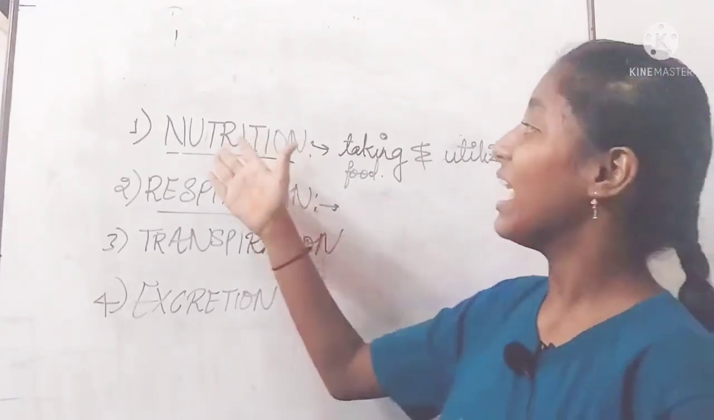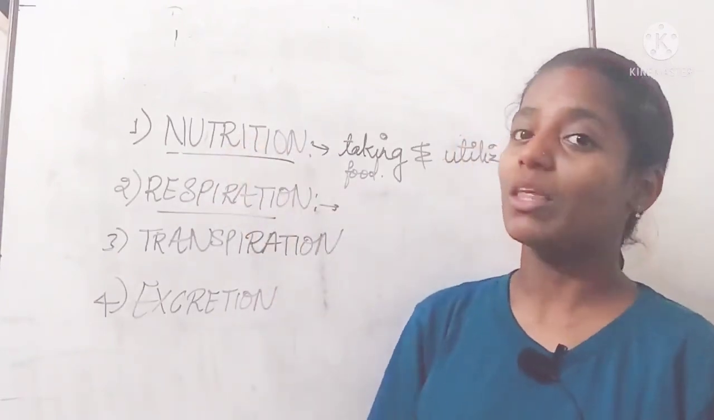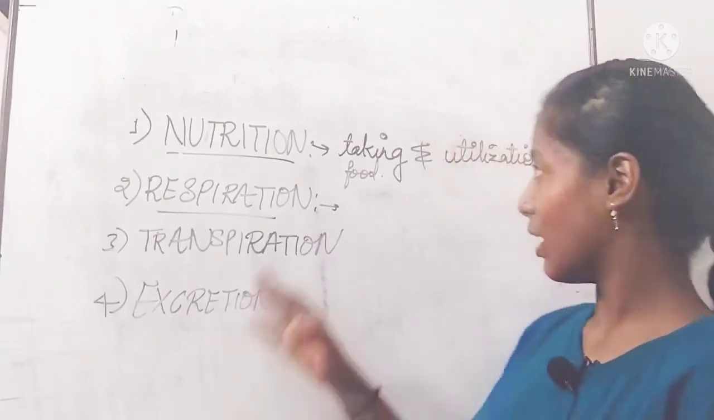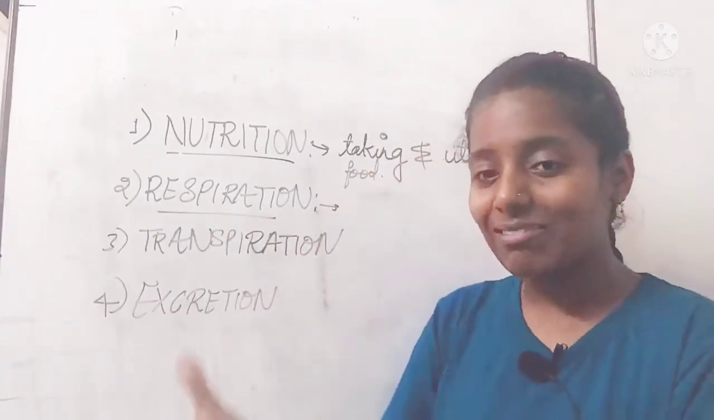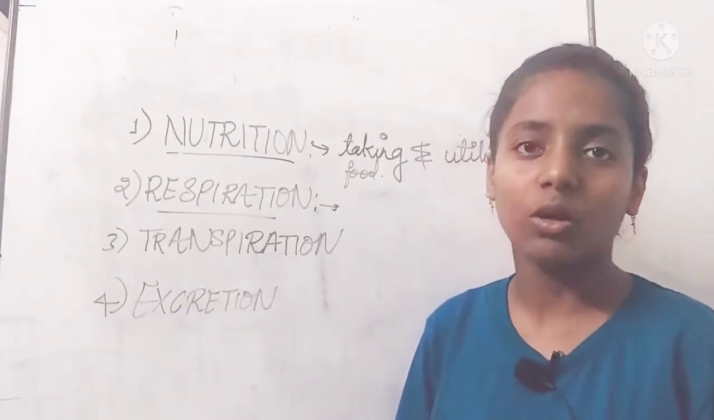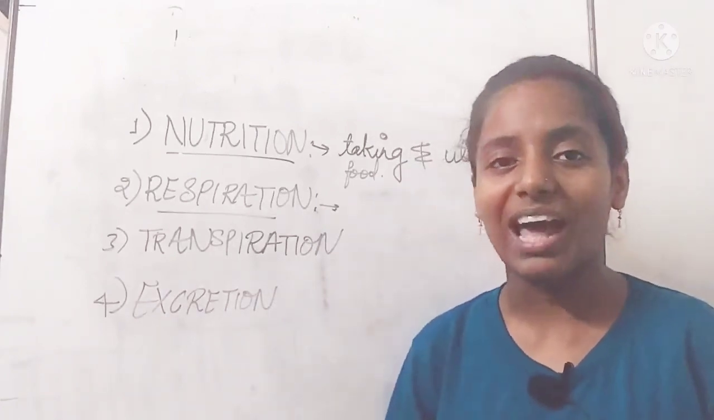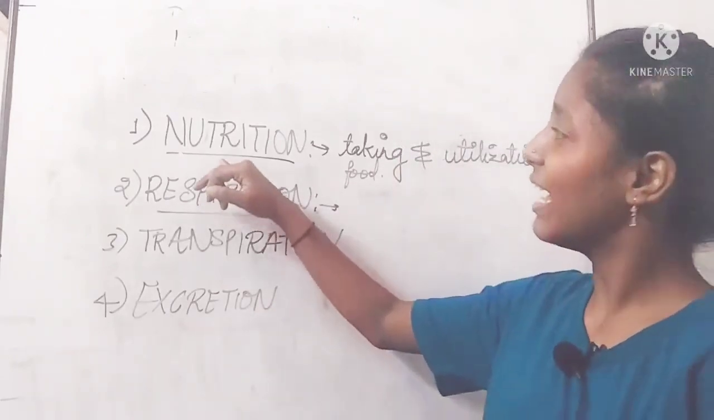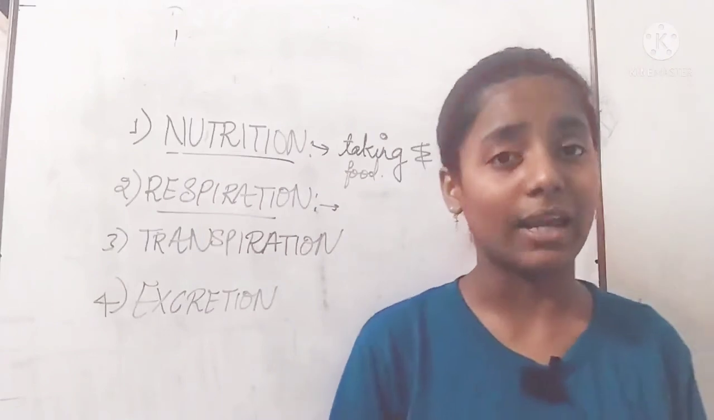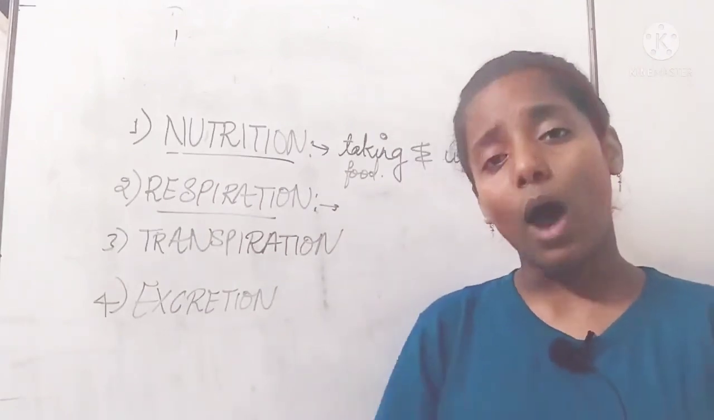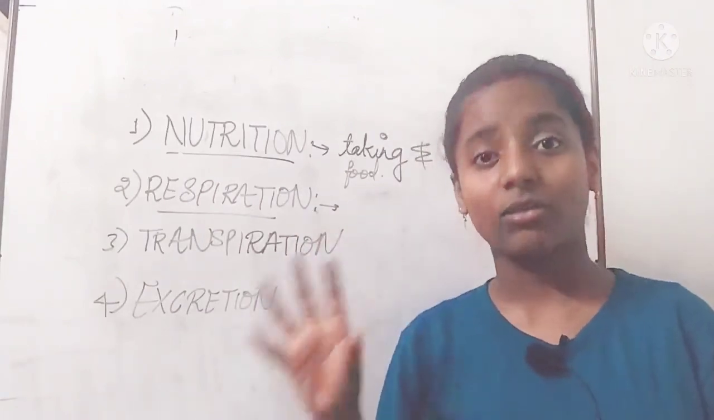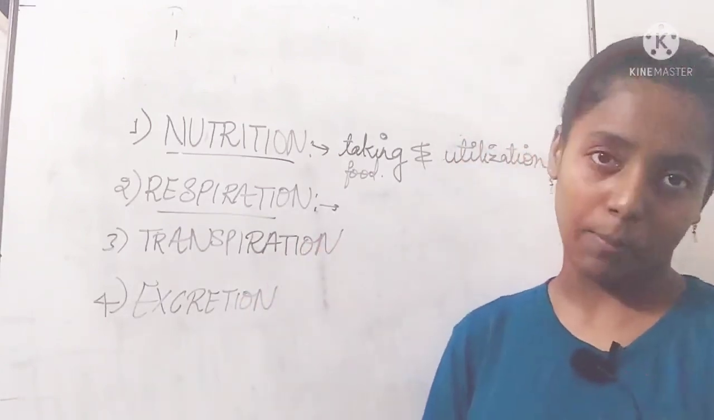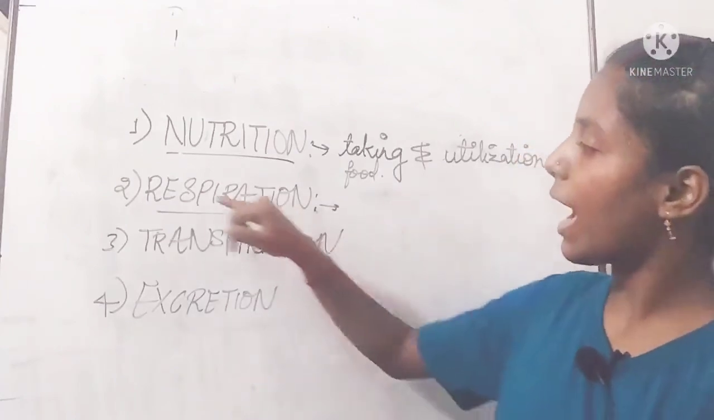Hope you understand. In nutrition, what happens? Something is eaten and utilized, and the basic thing is that blood takes that utilized food, not utilized energy. I would like to repeat again that in nutrition there is taking and utilization of food, and after that blood takes the utilized food and gives it to all the other body parts of a human being. Now what happens in respiration?